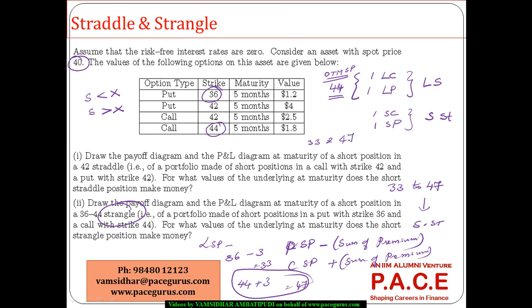As long as the stock price or the asset price on the maturity date lies between 33 and 47, the long strangle is going to lose and the short strangle is going to gain. So this is what gives clarity with respect to long and short straddle and strangle positions: in what kind of situation which position is going to make money, and how do I typically identify the break-even points in each of these situations. All right.